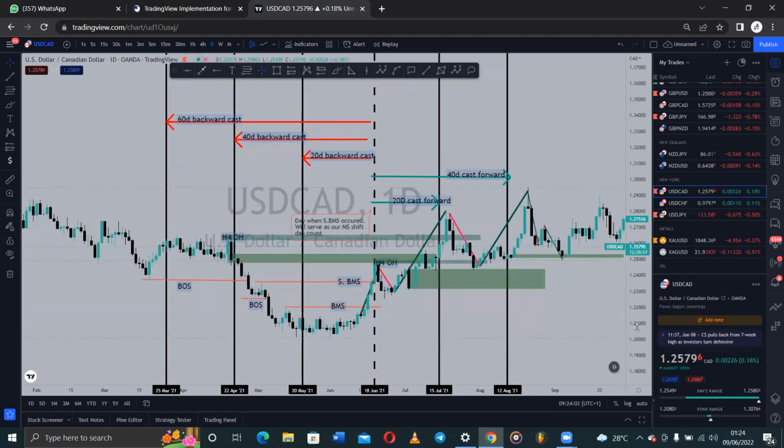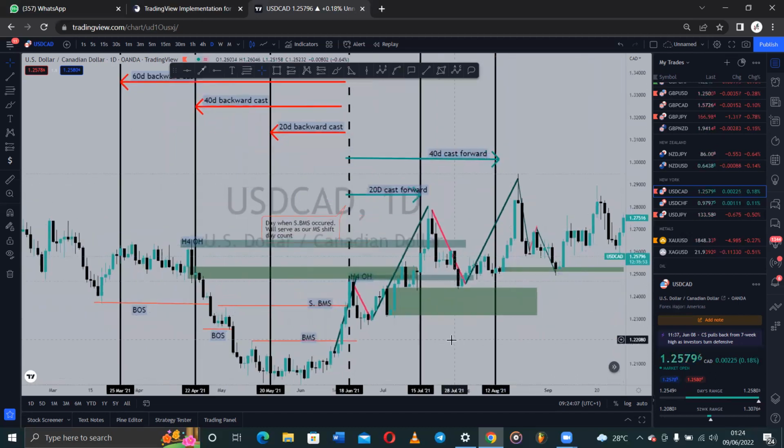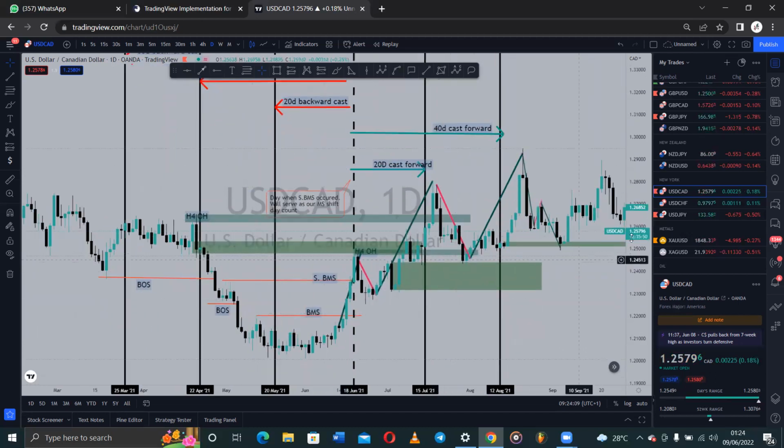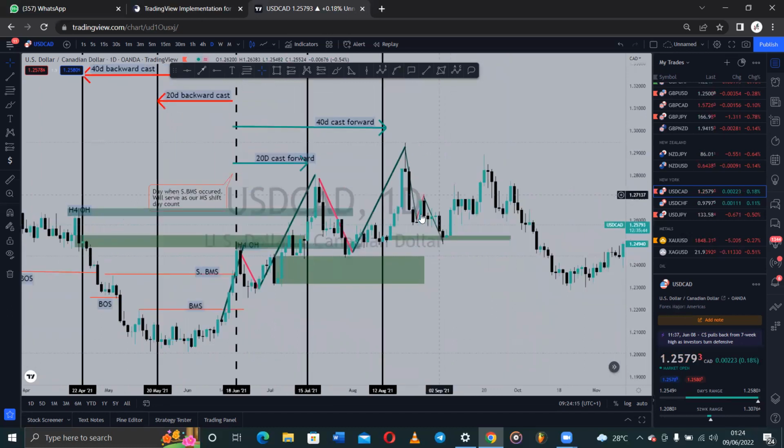So it's just IPDA. Do you know the meaning of interbank price delivery algorithm? That is what I use for my synthetic indices, like how the algorithms are being processed. Because most of these charts that we see the prices moving up and down are usually being programmed.